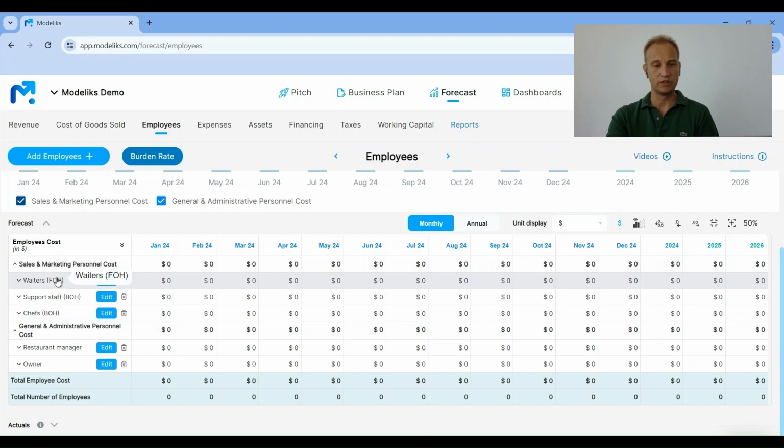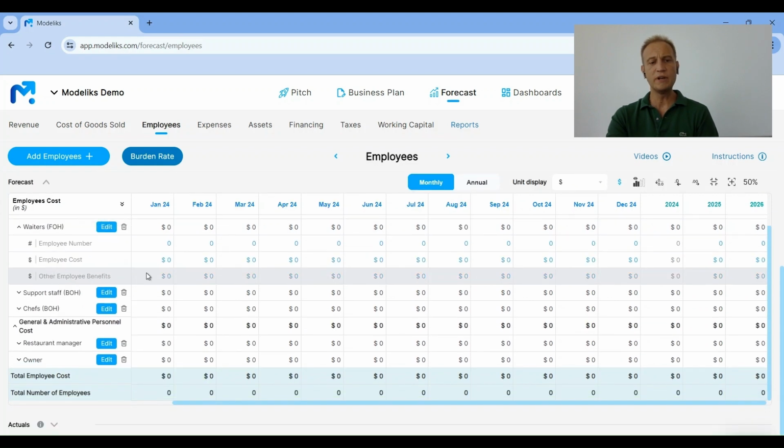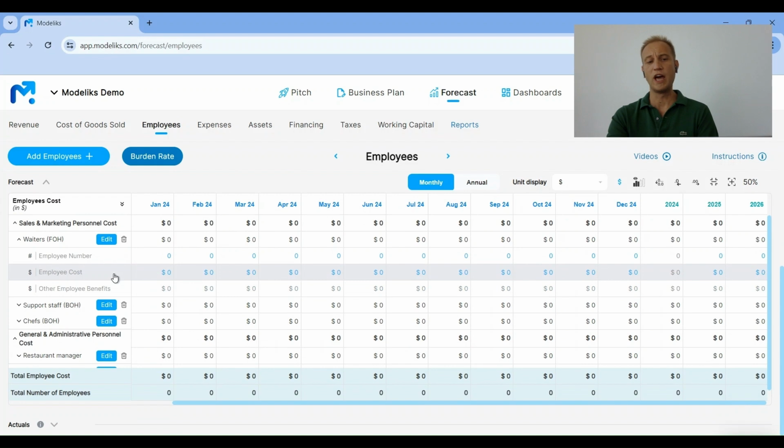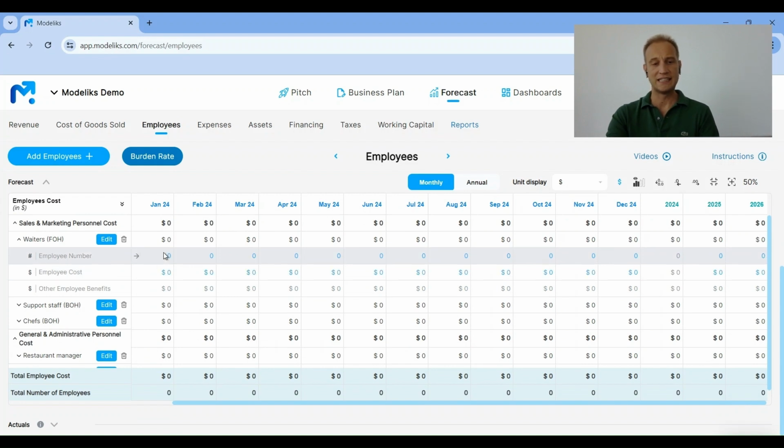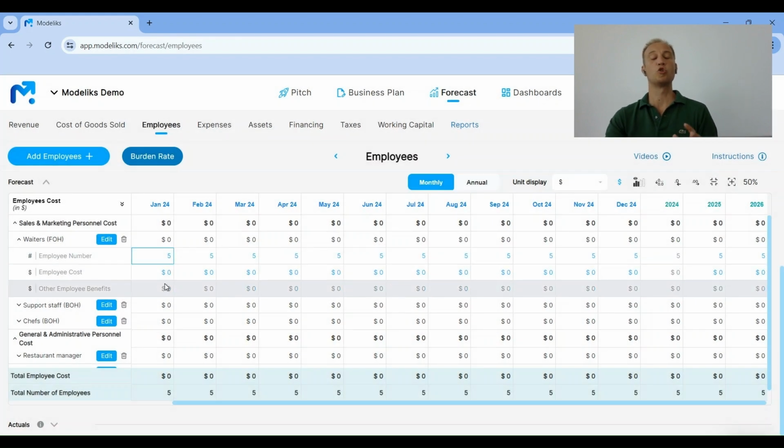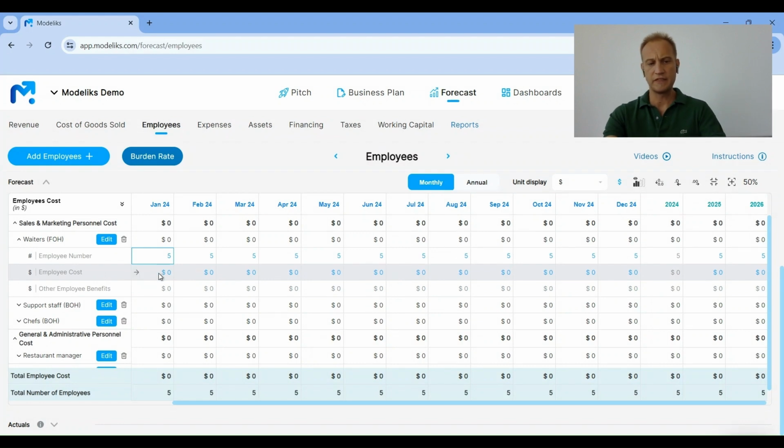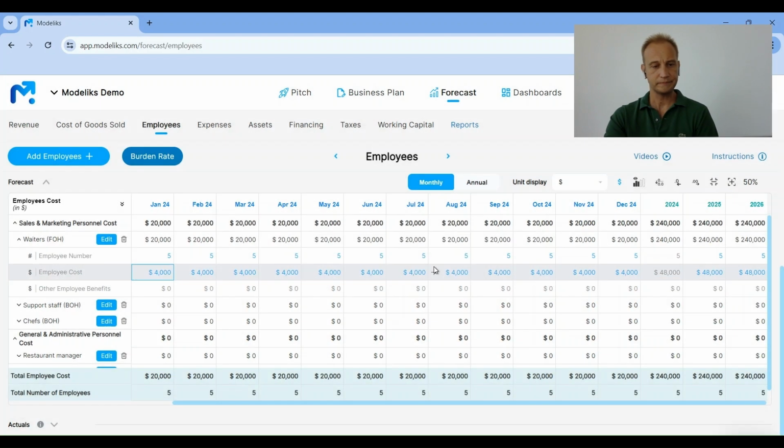So let's start with waiters. How many waiters do we need to hire for our restaurant? Let's say that we need about five waiters. We'll copy paste that all the way to the end. And what is the total gross salary that we pay for our waiters per month? Let's say that we pay them about $4,000 gross salary, and we copy paste that to the end.